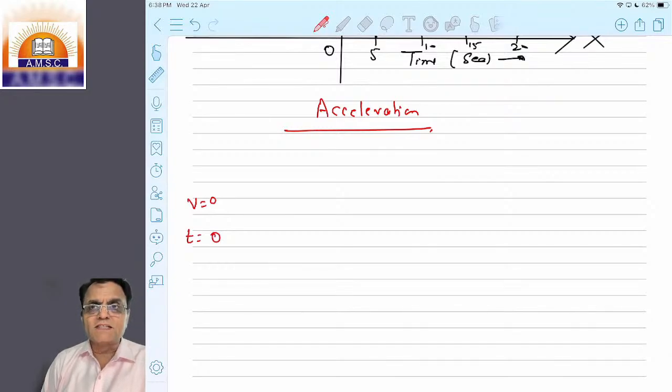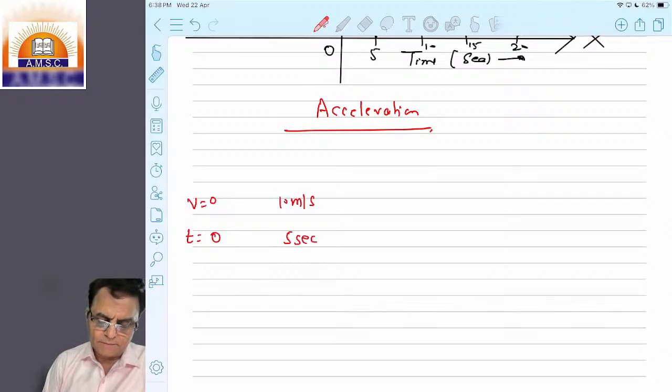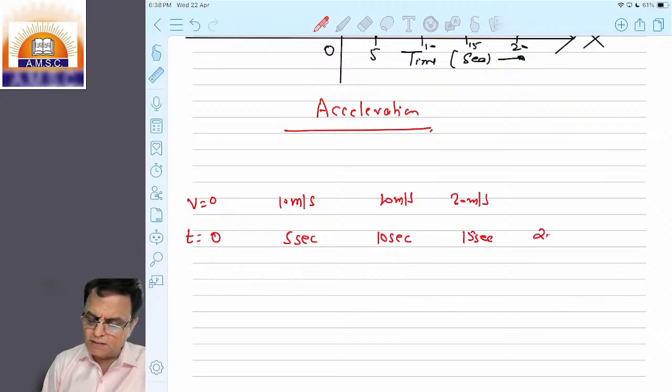Let's consider an object starts moving from rest. So obviously its velocity would be 0, and the time is also 0. Now in a time span of 5 seconds, the speed becomes 10 meter per second. In 10 seconds, the speed becomes 20 meter per second, right? In 15 seconds, the speed becomes 30 meter per second. In 20 seconds, speed or velocity becomes 40 meter per second. And in 25 seconds, it becomes 50 meter per second.